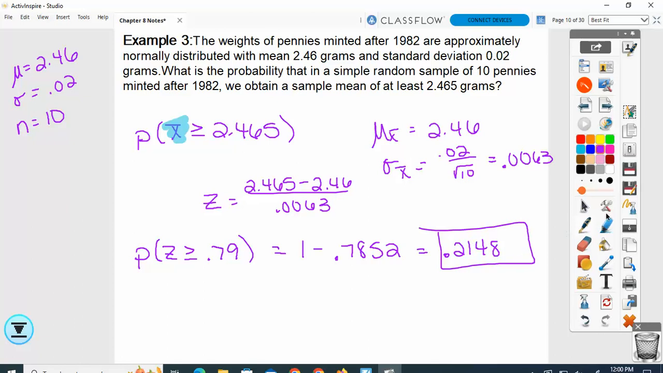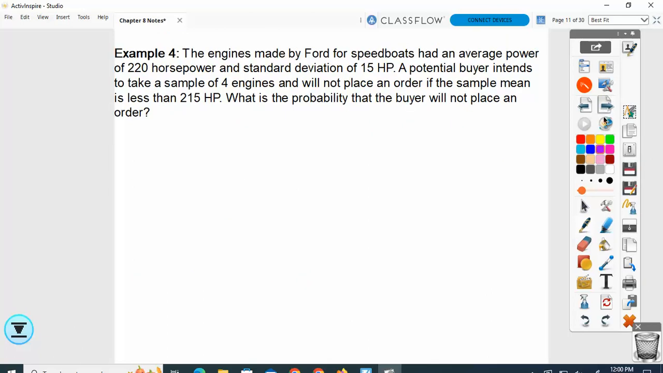Let's practice some more. The engines made by Ford for speedboats had an average power of 220 horsepower, and a standard deviation of 15. A potential buyer intends to take a sample of 4 engines, and will not place an order if the sample mean is less than 215 horsepower. What is the probability that the buyer will not place an order?